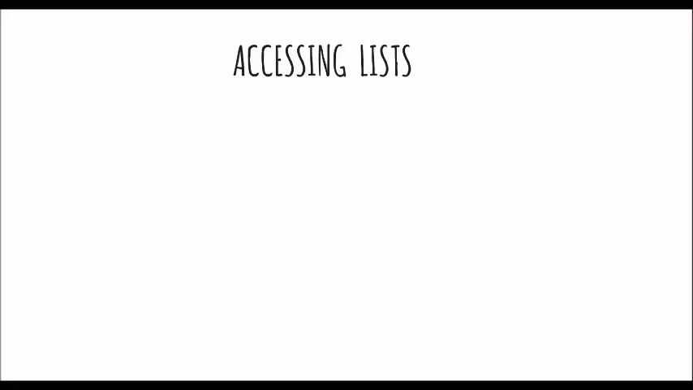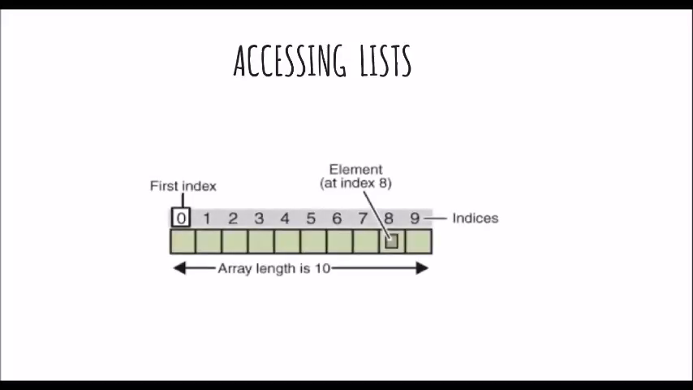Accessing lists. Now that we have created a list, how do we access the specific element in the list? We access lists using indexes. The index in the list is marked from 0. That is how Python does it.